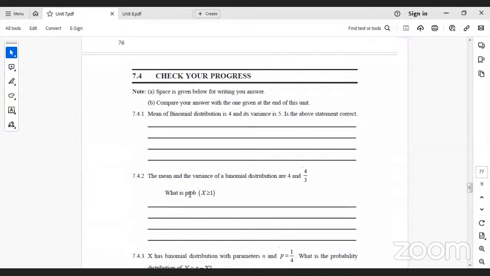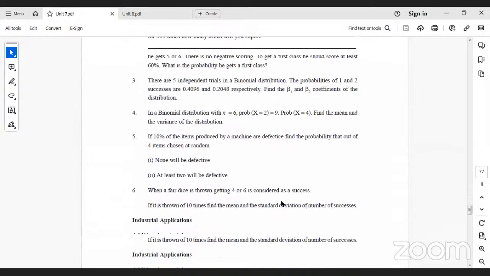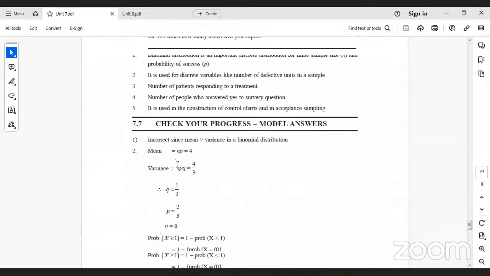The mean and the variance of a binomial distribution are 4 and 4 by 3. What is the probability of x greater than 1? See here, np is equal to 4, npq is 4 by 3. p plus q is equal to 1. Then q is equal to npq by np, 4 by 3 divided by 4. What does it come to? It comes to 1/3, sir.